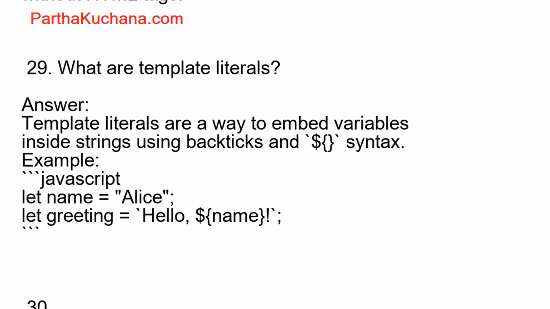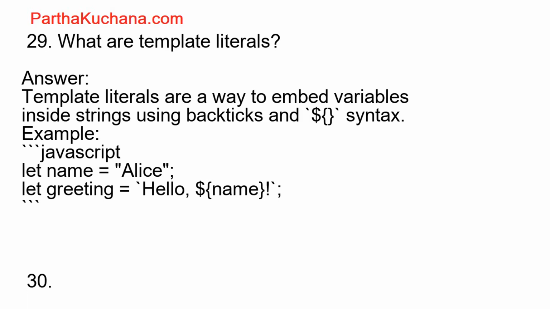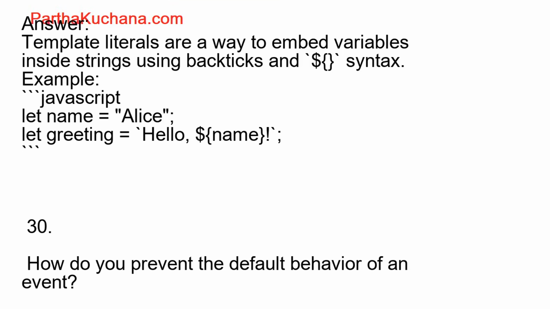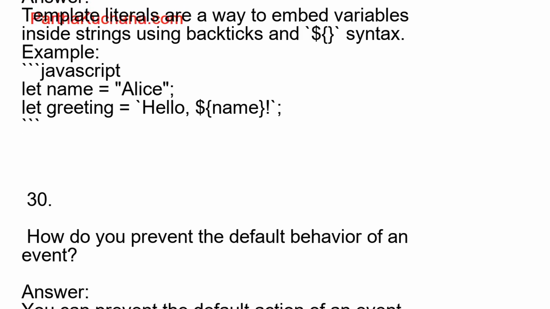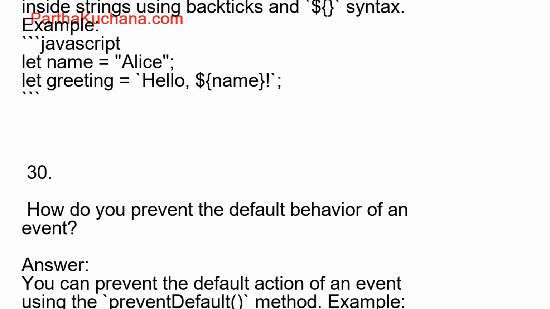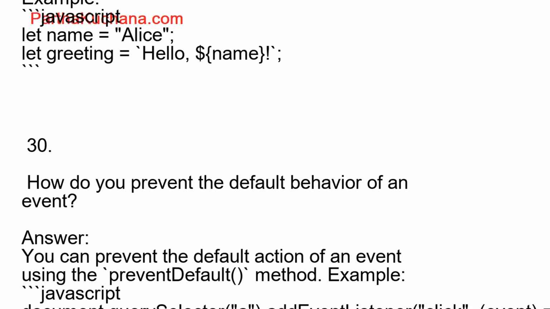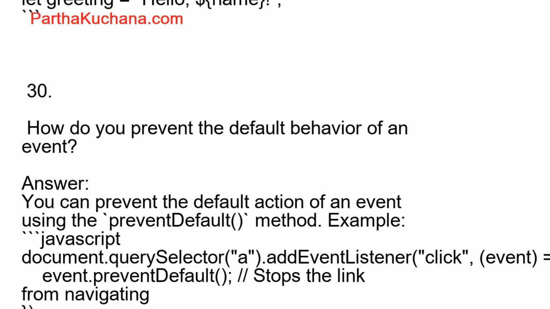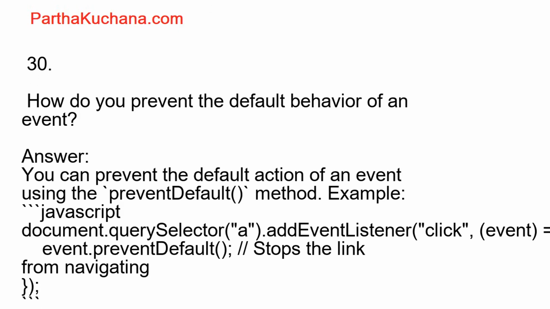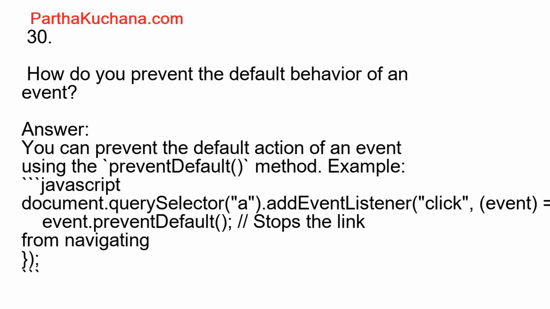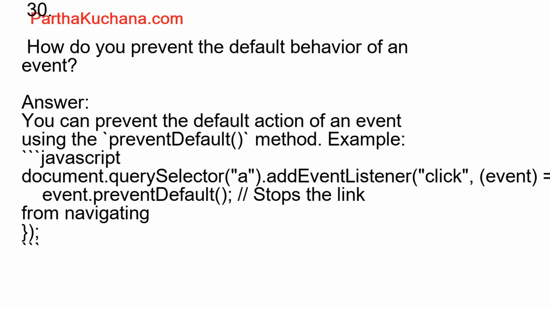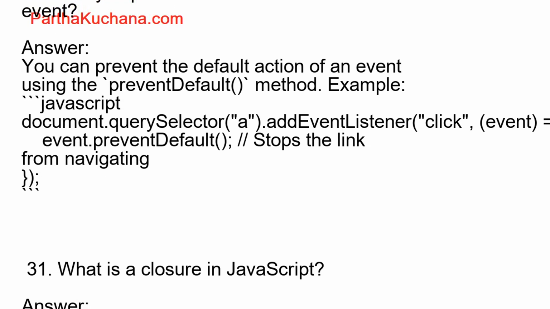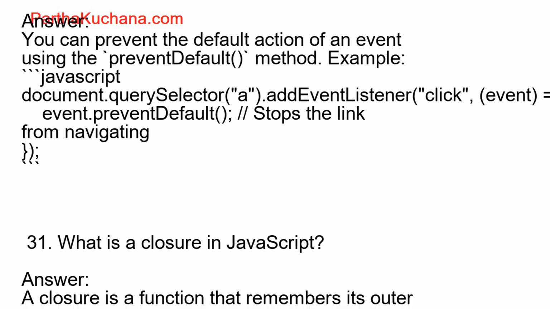31. What is a closure in JavaScript? Answer. A closure is a function that remembers its outer variables even after the outer function has returned. Example. JavaScript. function outer() { let name = "Alice"; return function inner() { console.log(name); // still has access to name } } let closureFunc = outer(); closureFunc(); // outputs Alice.